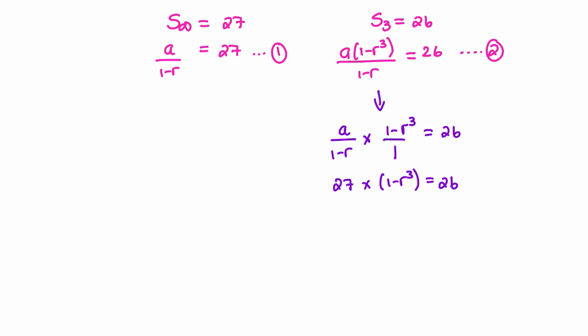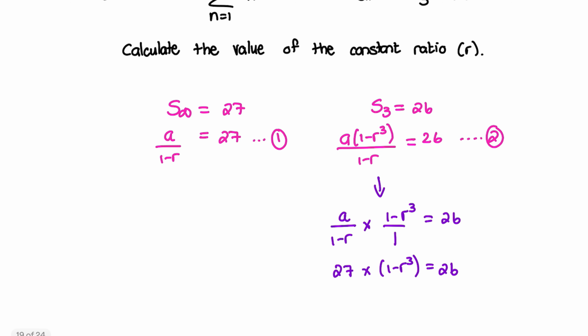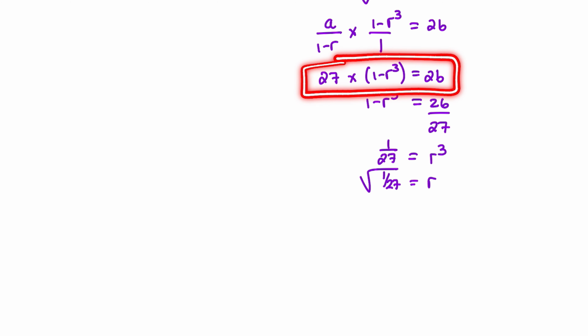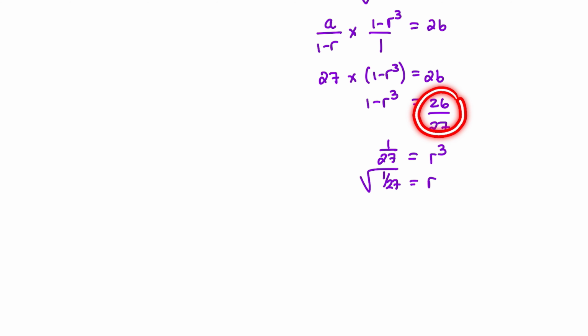And what we have done is we have gotten rid of both of the a's in these expressions, and we can finally focus on answering the question that says, calculate the value of the constant ratio. So let us follow the steps to find r. So from this position, I am dividing by 27. So when I divide both sides by 27, the 27s will cancel out on the left, and on the right I have the fraction of 26 divided by 27.